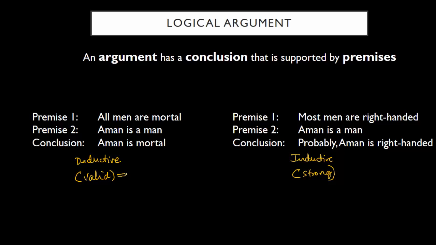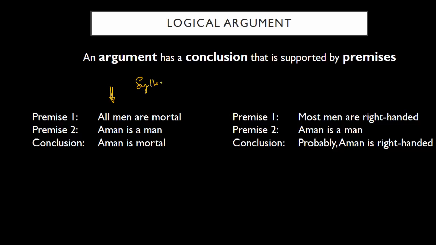A valid argument is an argument where the conclusion is 100% true if the premises are true. A strong argument is one where the conclusion is more likely to be true than false. That kind of argument is an inductive argument. The reason why I pointed these two out is simply because of this. Evaluating that kind of argument is pretty easy. I think you would have done it in syllogisms.